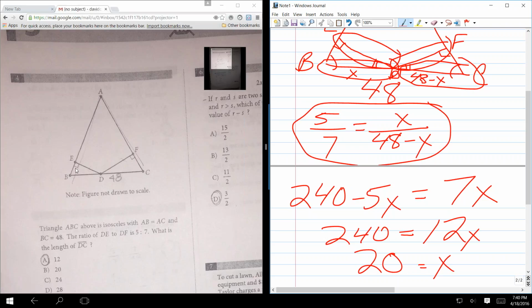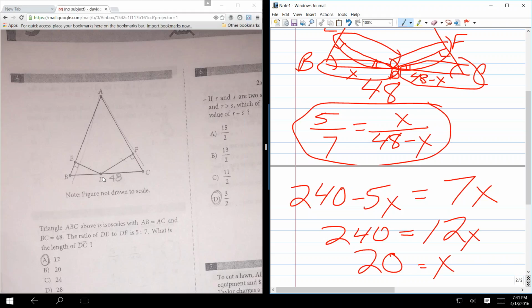Well, ED was corresponding to DF. They were both the long side of each of those triangles. And BD is corresponding to DC because they're both the hypotenuse of those triangles. How do you do this within a minute or 30 seconds or whatever they give you? You just have to get used to what you're looking for.